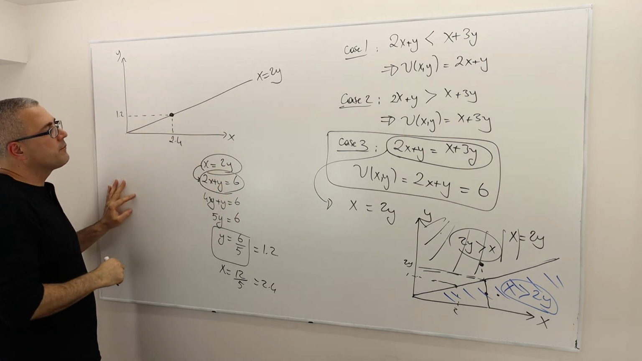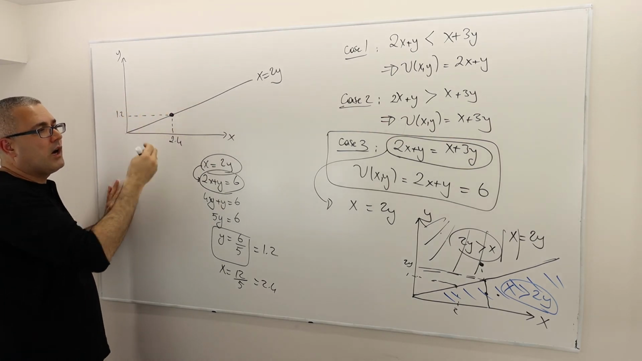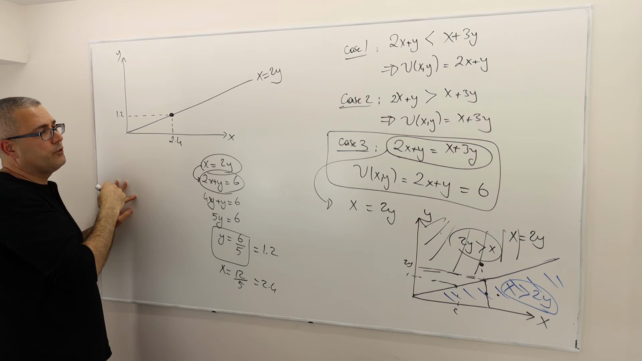As simple as this. Okay, what about in this region? What are the x and y values that are going to give me 6 units of utility?